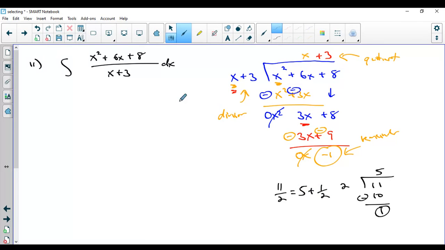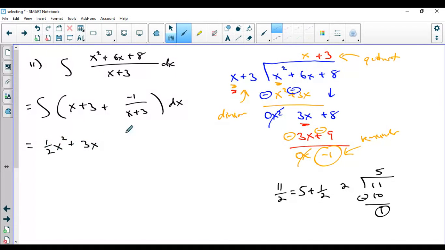That's the same thing that holds true here. So this fraction can be written as quotient x plus 3 plus remainder over divisor. Okay? So these two expressions are equal. And now this is easy. This is a sum of integrals, you can integrate this. Integral of x, 1/2 x squared. Integral of 3, 3x.